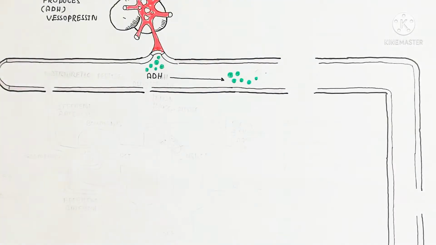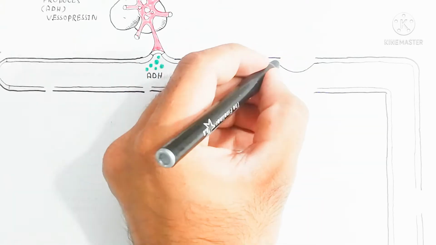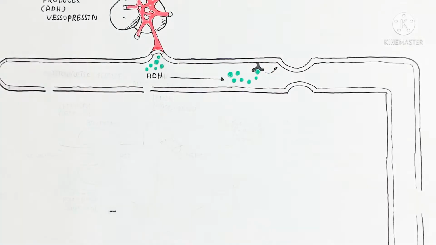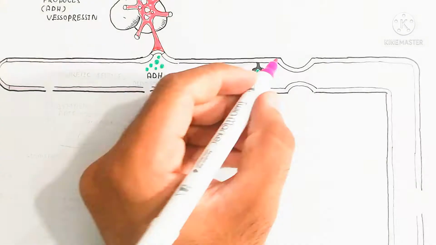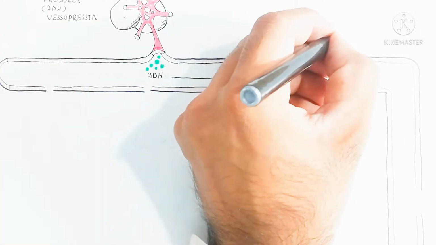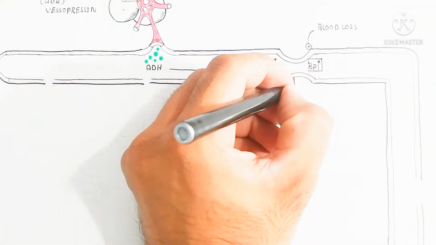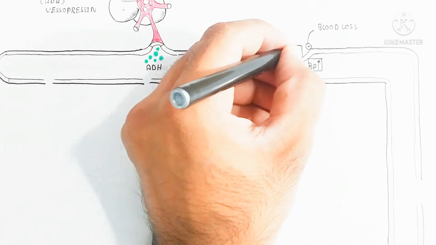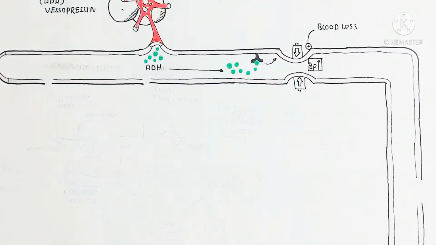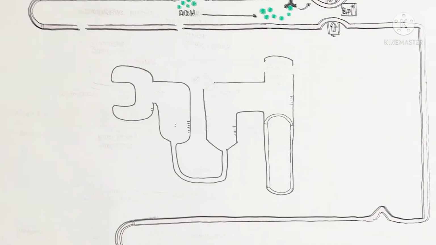When it enters the blood through the pituitary gland, it binds with a receptor present on the endothelial cells of the blood vessel to cause constriction of the blood vessel, leading to increased blood pressure. This hormone increases blood pressure during blood loss, for example during an injury, or on the other hand during water loss. So let's understand the mechanism of the antidiuretic hormone.